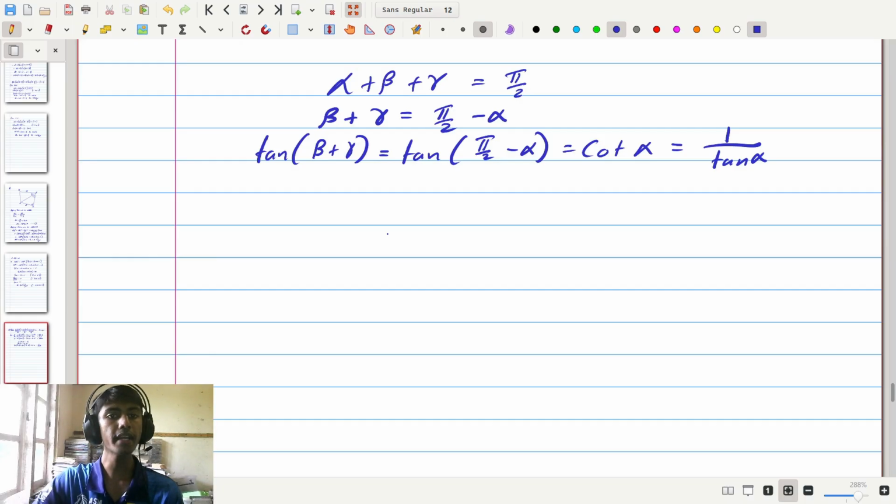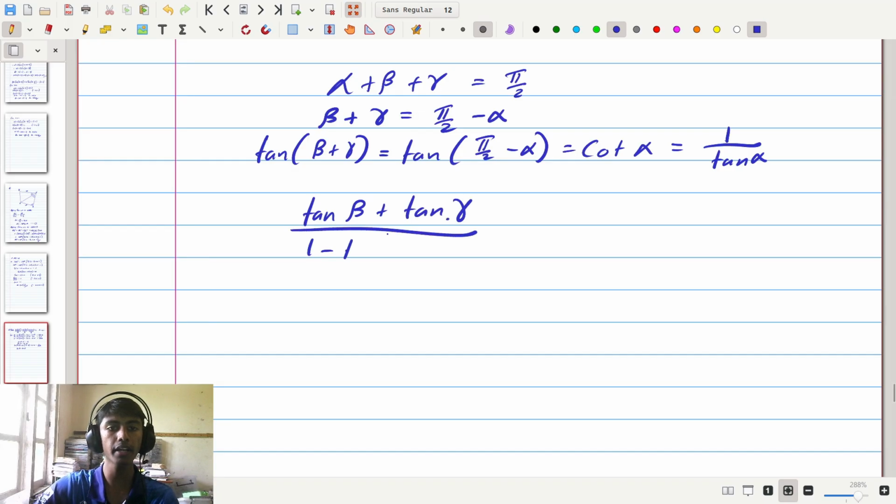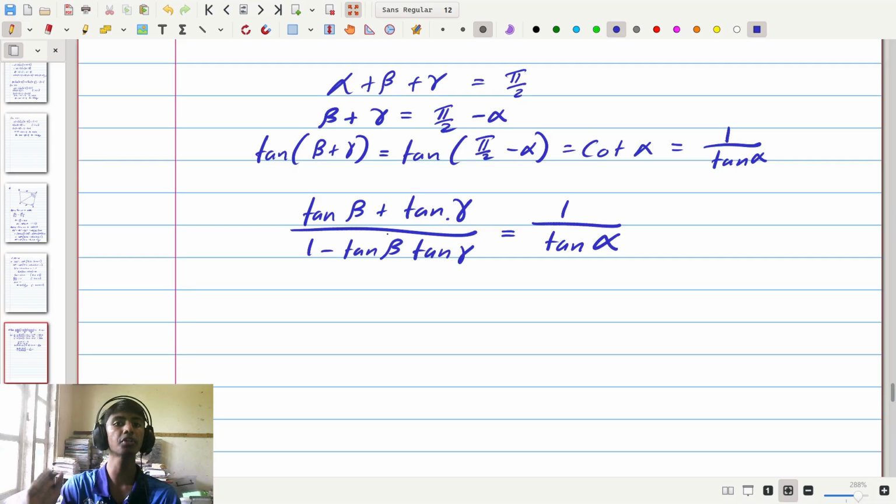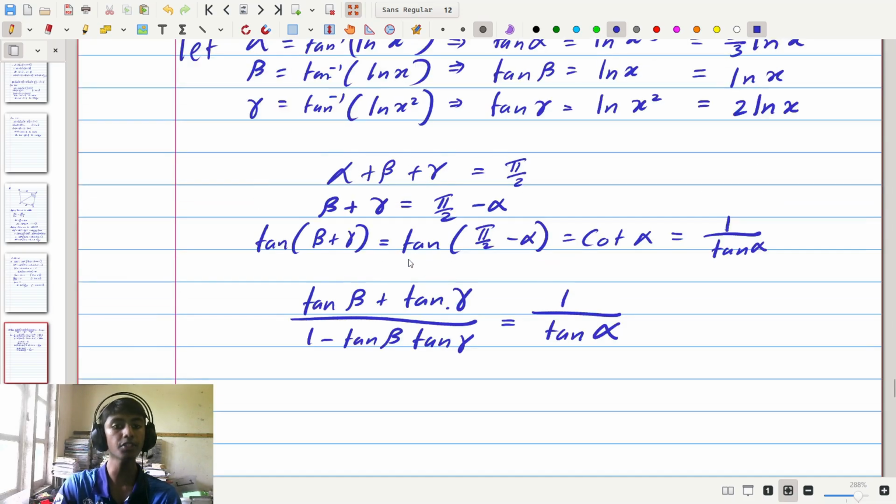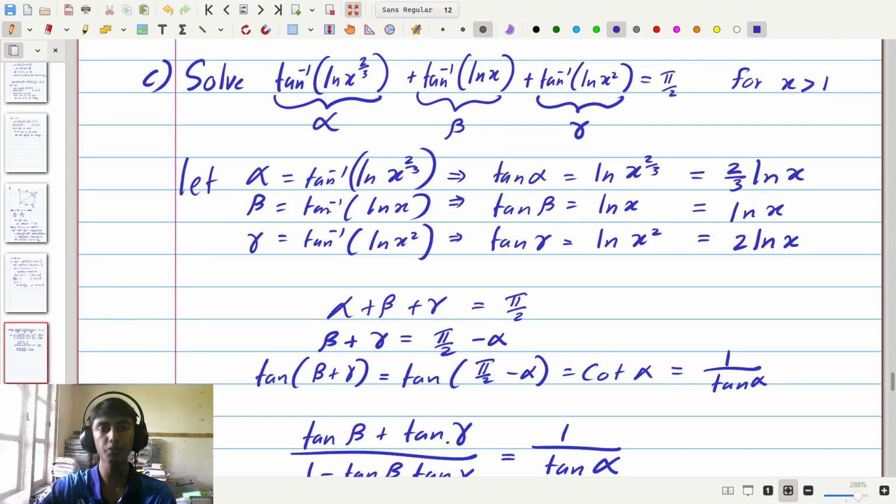Now, we can also expand the tangent of beta plus gamma in terms of tangent of beta and tangent of gamma. This expansion is tangent of beta plus tangent of gamma divided by 1 minus tangent of beta times tangent of gamma, and we can see that's equal to 1 divided by tangent of alpha. Now, considering this equation, you might notice that it only has tangent of alpha, tangent of beta and tangent of gamma, which, as we found, can all be written in terms of the natural logarithm of x.